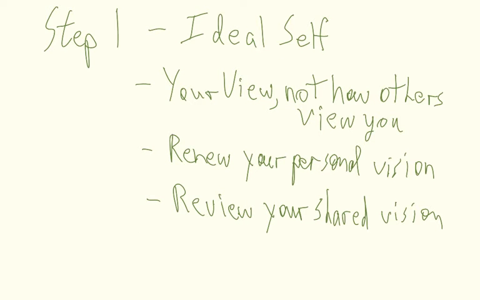Step 1 is to take a look at what's called the ideal self. This is your view of yourself. It shouldn't be confused with how others view you. How do you view yourself? And in that regard, you may want to renew your personal vision. It's easy with stress, chronic stress, day-to-day activities to lose sight of what your personal vision is. So renew it. It'll bring out the PEAs in you, the positive emotional attractors. It'll help you to reflect and zero in and be mindful of the moment.